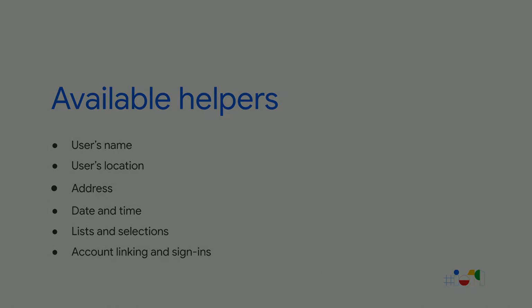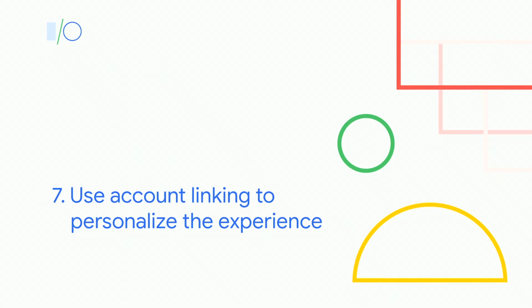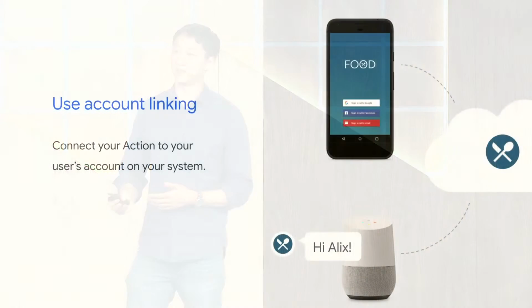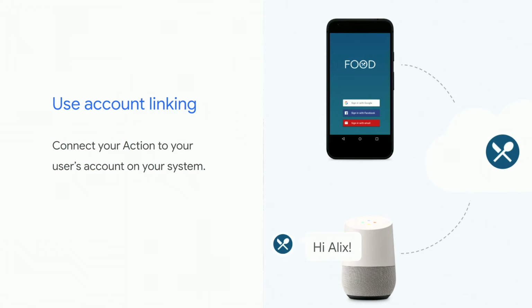One helper that we think deserves its own tip in particular is around account linking. Use account linking to personalize the user's experience. Account linking allows you to connect your action to your own authentication system. So let's take a scenario. Let's say that you're the owner of a pizza shop, and you have your own web app, and your own app that allows users to order pizzas from you directly.